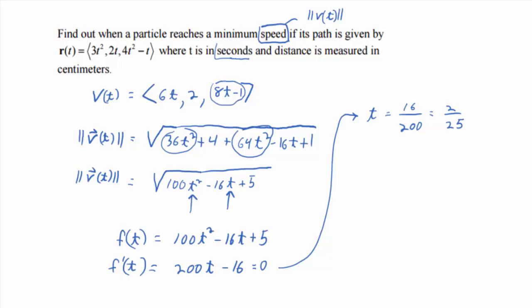Wait, let me read it again. Find out when. Oh, you're looking for t. We're done. Find out when a particle reaches the minimum. T equals 2/25 seconds, so not very long, right?